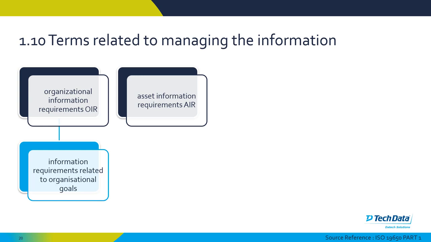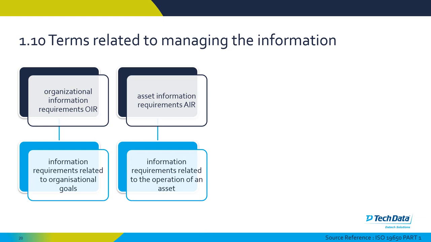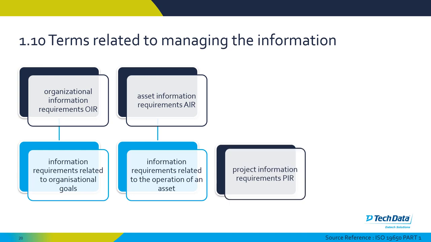Then you'll have an AIR, which is related to asset information requirements, so related to a specific piece of equipment or a unit, a piece of furniture, a light fitting or an air handling unit, or a certain element that needs to be maintained within a project, windows or doors, etc. And these are related to the operation of an asset. So when do all the windows need to get replaced? When do the filters need to get changed in the air handling units, for example?